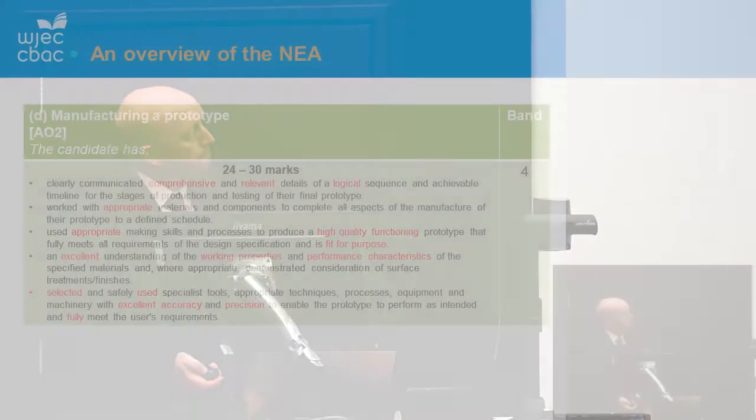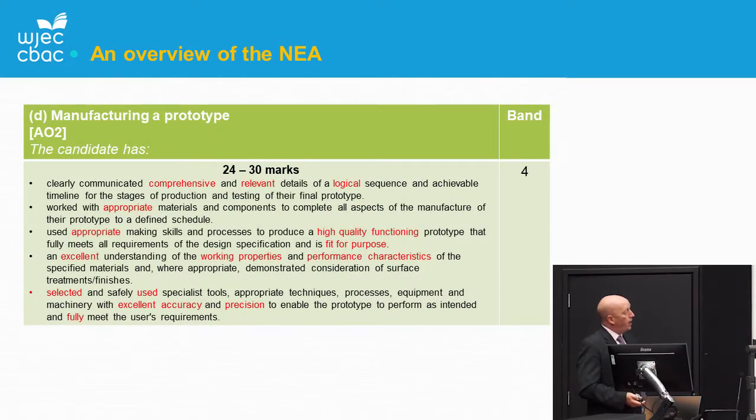So we still want that high level of accuracy in the outcome, and we still want this product to function and meet the needs and wants of the user to solve the problem that they've identified. 24 to 30, again, another wide range of marks here. Comprehensive and relevant details of a sequence, appropriate materials, appropriate making skills, high quality product, excellent understanding of working properties and performance, and then selected tools and equipment appropriately and use them safely to produce an excellent outcome. Okay, nothing different to what we already have, and have good examples on display here today.